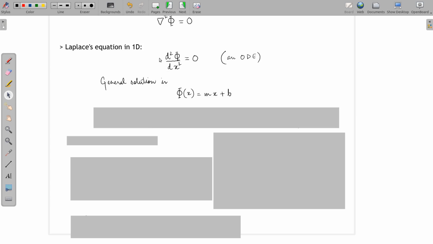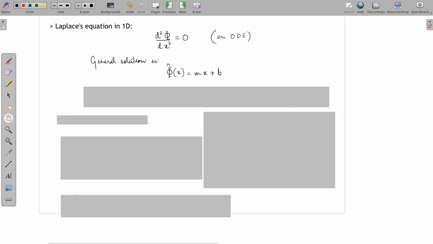In one dimension, this Laplacian is going to simply become the second total derivative of phi with respect to x. And we see it is basically an ODE, an ordinary differential equation. This can actually be solved, because it is telling us that the second derivative of the function is 0, and we already know that the general solution in such cases is a function like this: phi equals m x plus b.